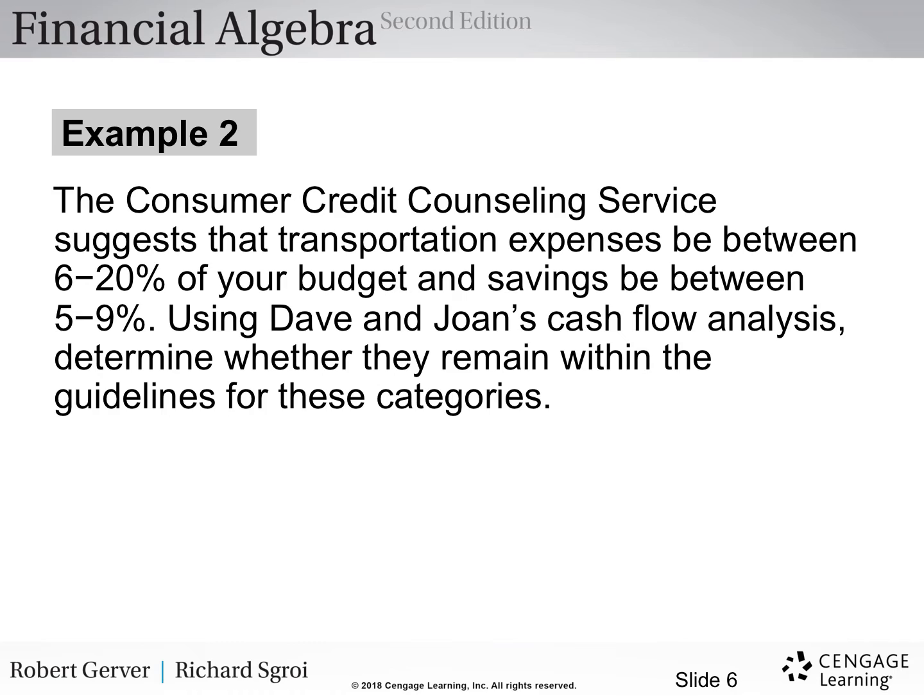All right, let's look at another example. The Consumer Credit Counseling Service suggests that transportation expenses be between 6 and 20% of your budget, and savings be between 5 and 9%. Actually, savings, a lot of people suggest that your savings should be 10% of your budget. But anyway, we'll go with these figures here. Using Joan and Dave's cash flow analysis, determine whether they remain within the guidelines for these categories.